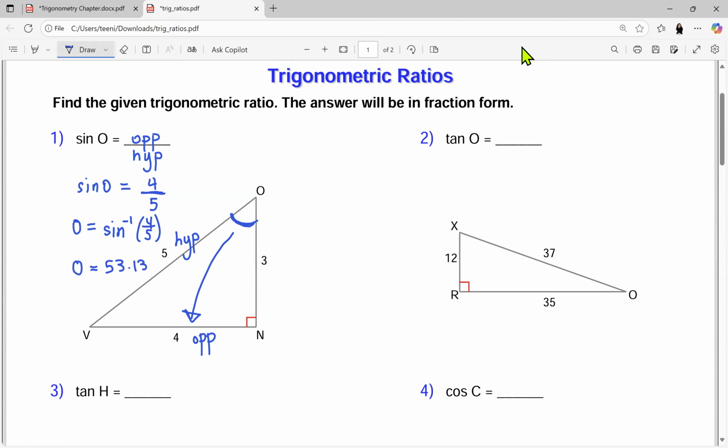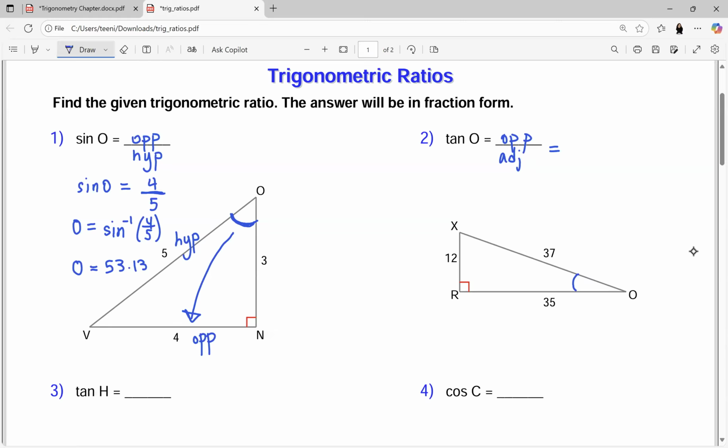Zane, let's do number two together. So we're looking at the tan of angle O. So that angle is over here. Which sides do you need for the tangent of the angle? The opposite and the adjacent. That's right. We need the opposite and the adjacent. Good. So which two sides? That would be tan O is equal to. Which side is your opposite here?